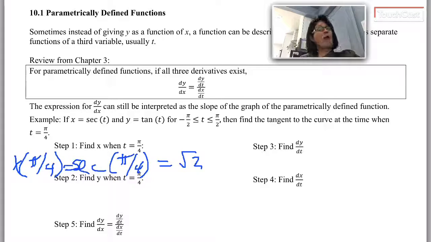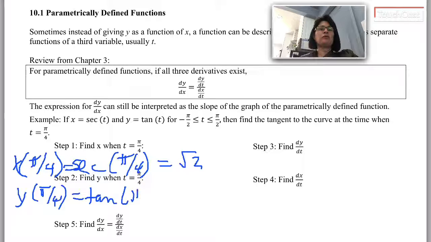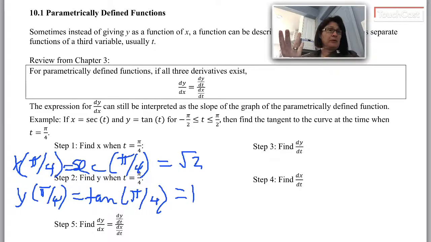Step 2, I'm going to find the y coordinate. I have y is tangent of t, so I'm going to say y of pi over 4 equals tangent of pi over 4, which I hope you know and love as 1. Okay, so I know my ordered pair now, and I'm going to find my slope. Essentially, to do that, I'm going to need both the derivative of y with respect to t and the derivative of x with respect to t.